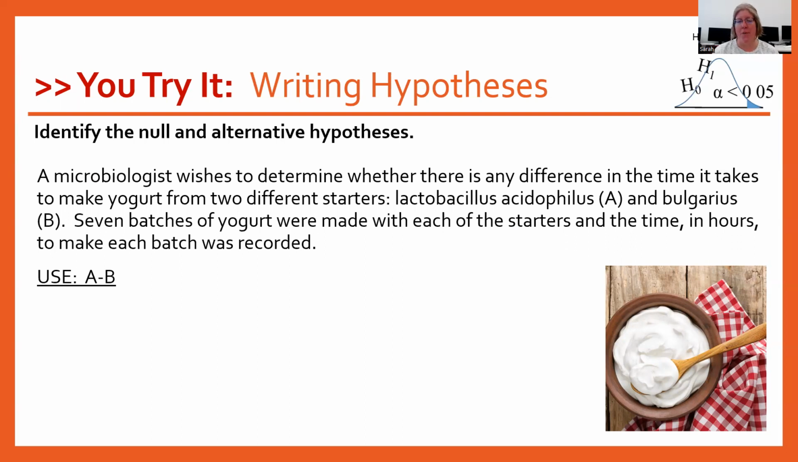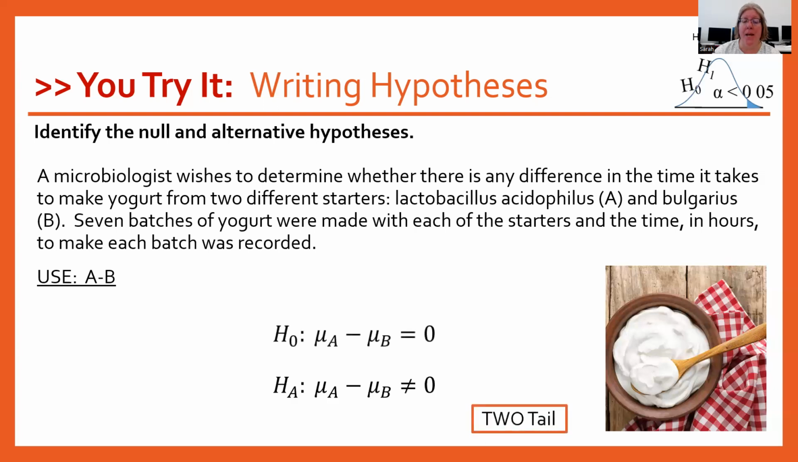We made some yogurt with starter A. We made some yogurt with starter B. They are separate groups and separate starters. So we do have a 2-sample t. And so we're given the order of subtraction here is A minus B. So rather than mu1 minus mu2, I'm going to use mu A minus mu B. And for the null, that's going to be equal to 0. And then for the alternative, it's still mu A minus mu B.